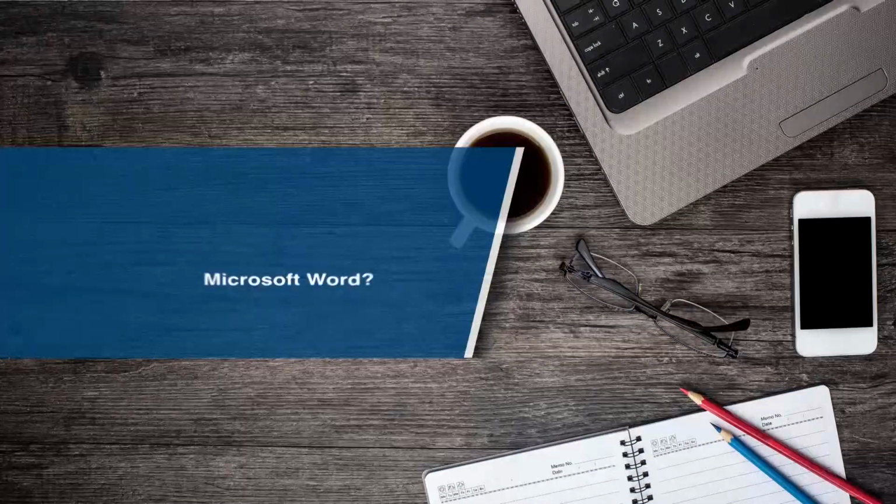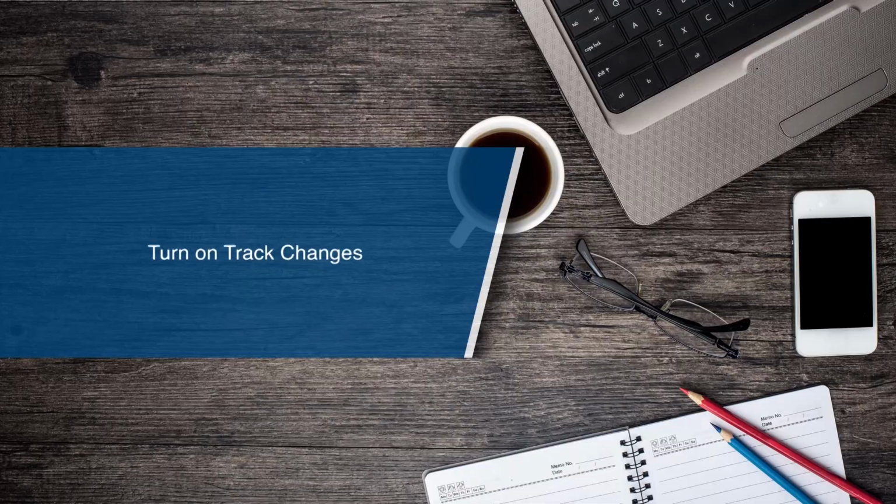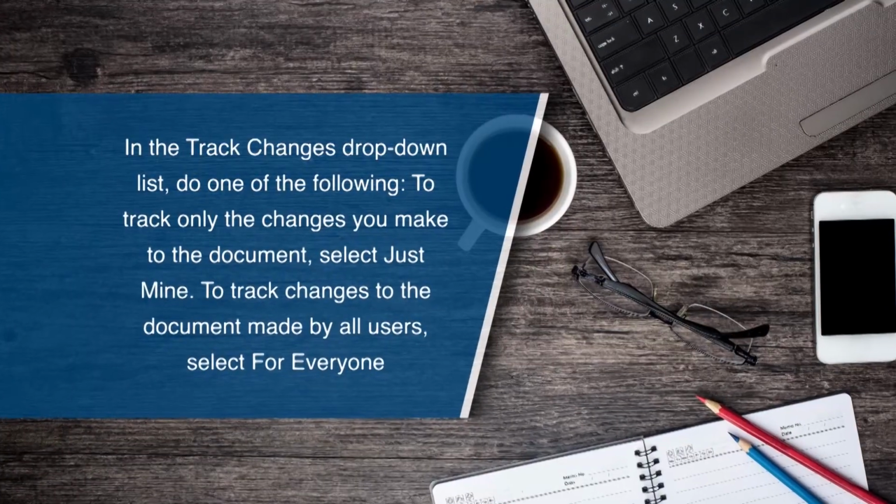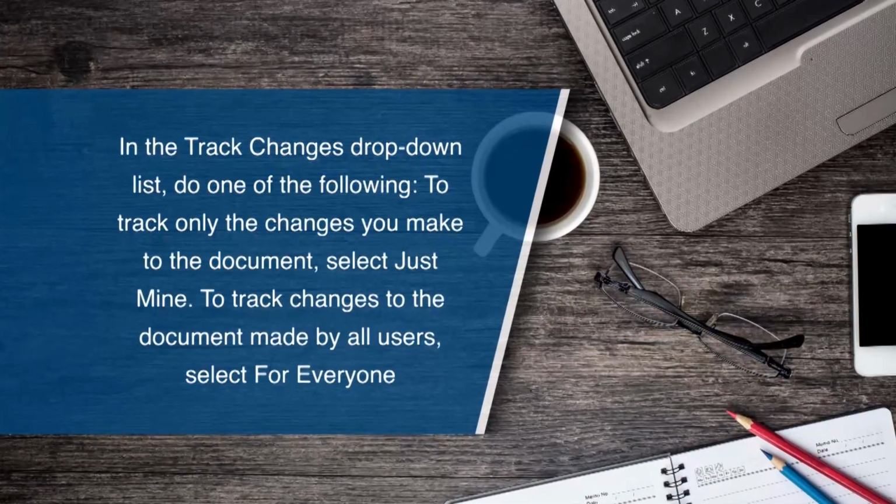So how do you use tracking in Microsoft Word? Turn on track changes: on the Review tab, go to tracking. In the track changes drop-down list, do one of the following to track only the changes you make to the document.